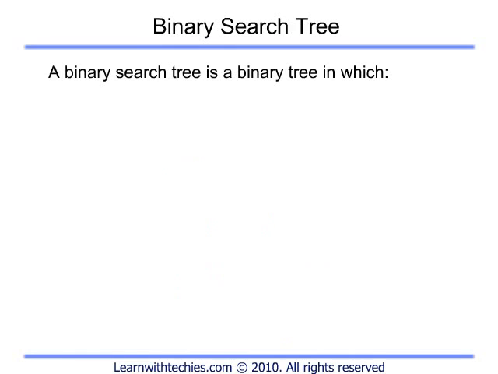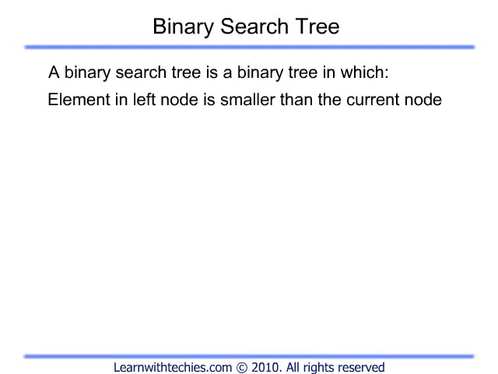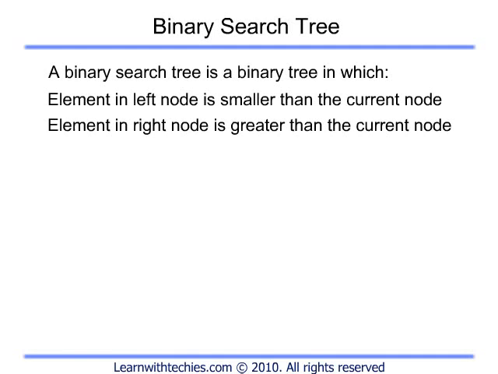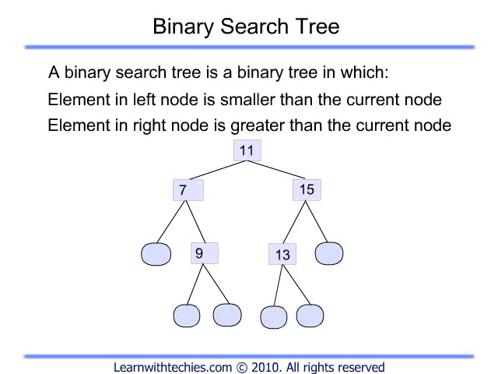A binary search tree is a binary tree which satisfies two properties. Element in the left node is smaller than the current node. Hence, all elements in the left subtree are smaller than the current node. Element in the right node is greater than the current node. Hence, all elements in the right subtree are greater than the current node. This is a sample binary search tree.